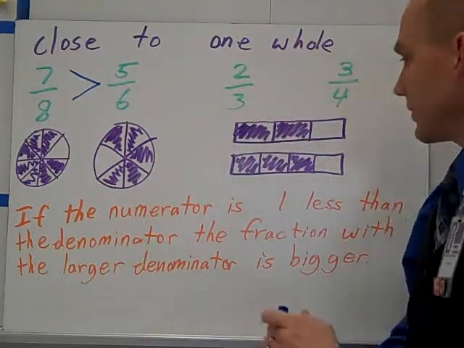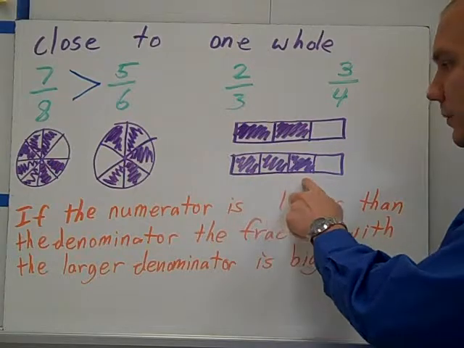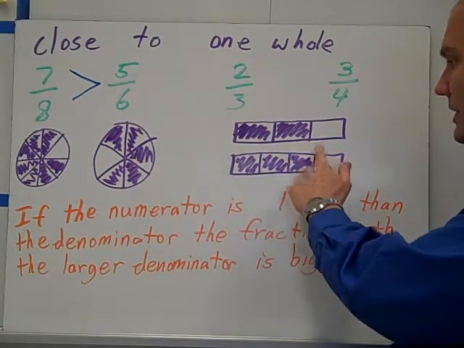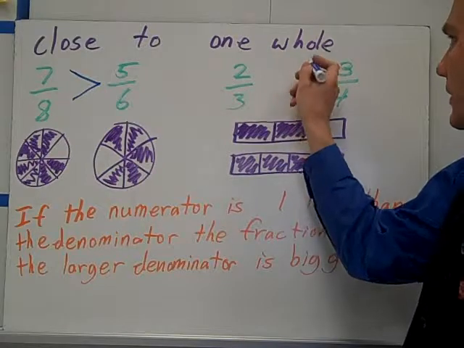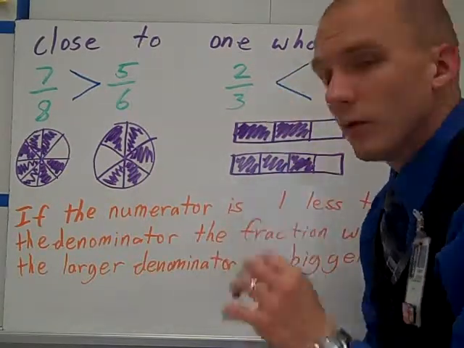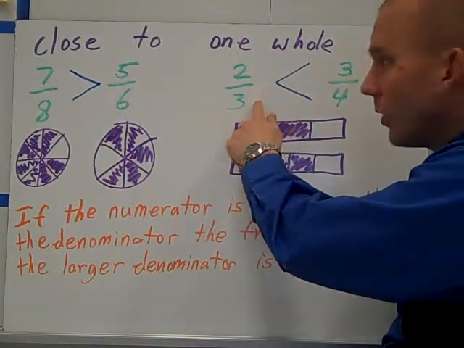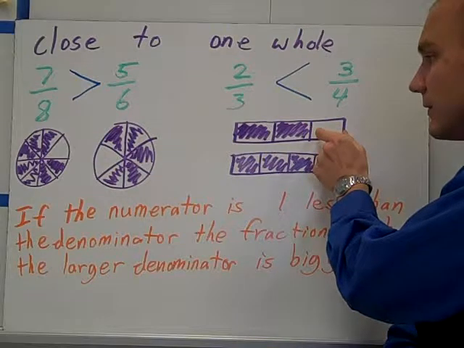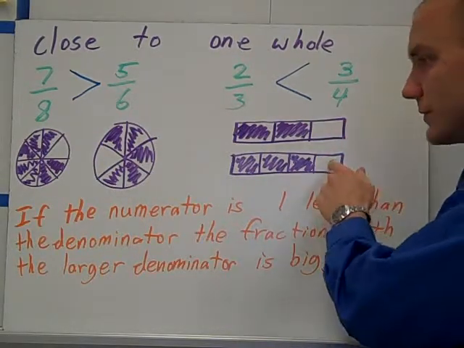2/3 and 3/4. Make sure you draw these almost perfect, and you can see 3/4 down here, and 2/3, and 3/4 is a little bit bigger than 2/3. So 2/3 is less than 3/4. Also, a third is a bigger piece. So if I'm 1 away from the whole, I have a bigger piece to fill than if I'm only 1 away from the whole and I'm dealing with fourths.